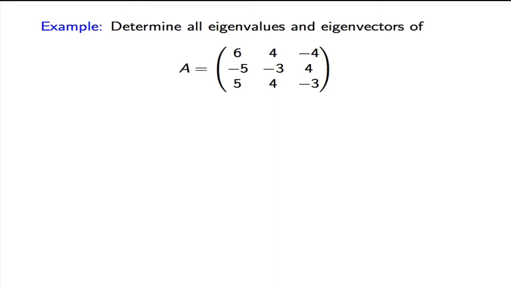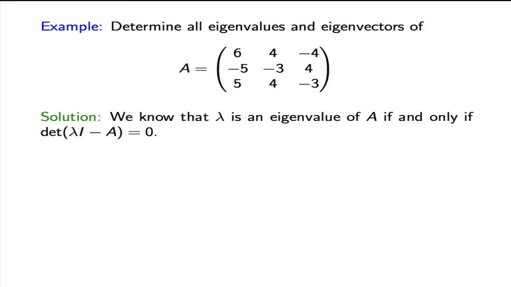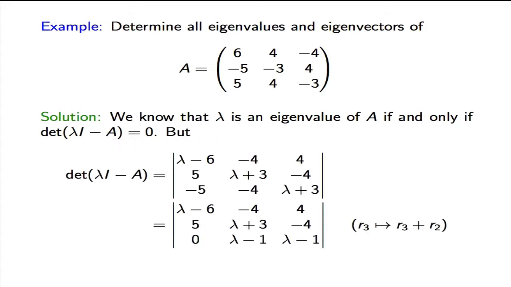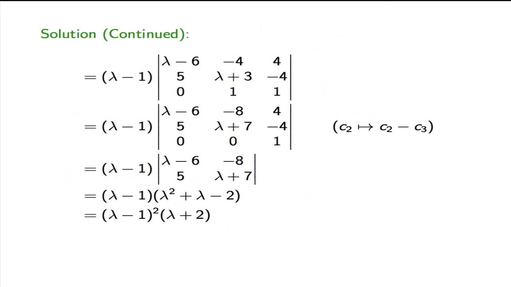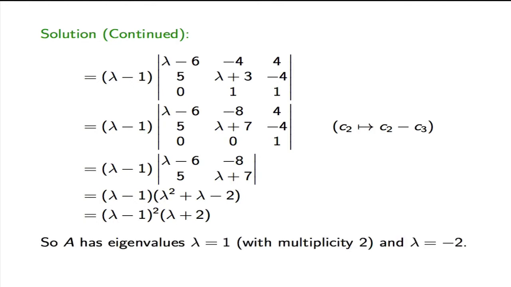We are asked to determine the eigenvalues and eigenvectors of this matrix here. And we start by solving the characteristic equation, to find the roots of the characteristic equation. We do our usual process. We may need to do some row operations, and we proceed with row operations to determine the characteristic polynomial. And we found that it's (lambda − 1) squared times (lambda + 2). And what this means is that A has eigenvalues lambda equals 1 with multiplicity 2 and lambda equals −2.